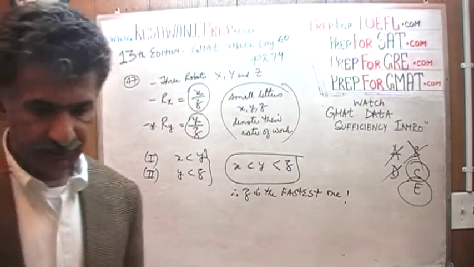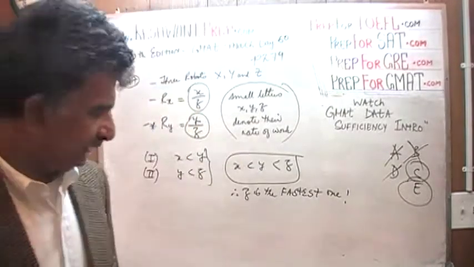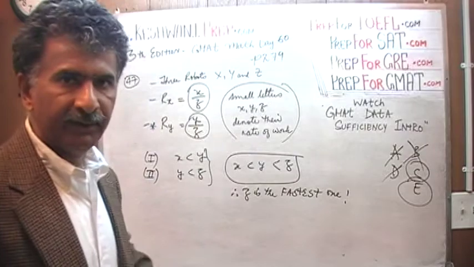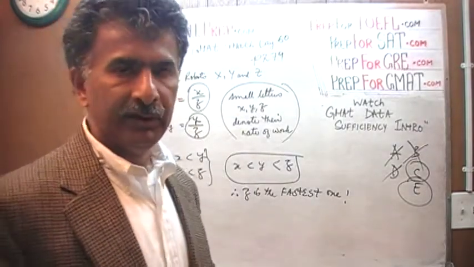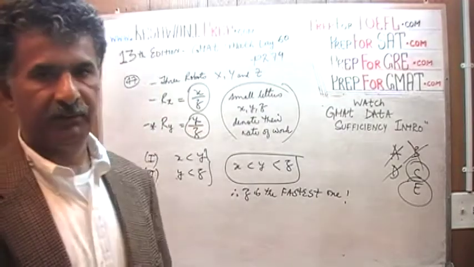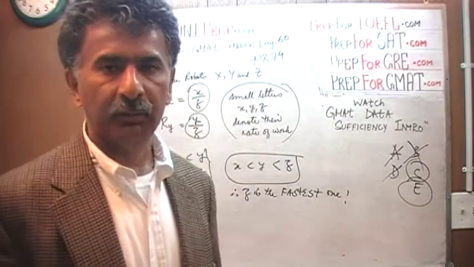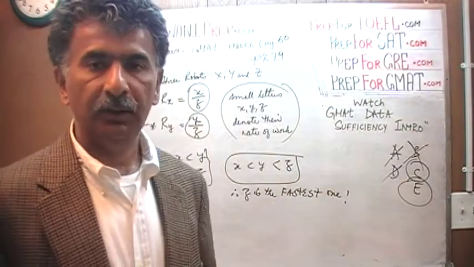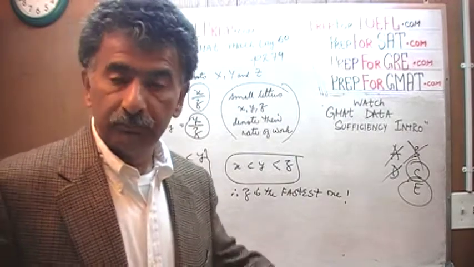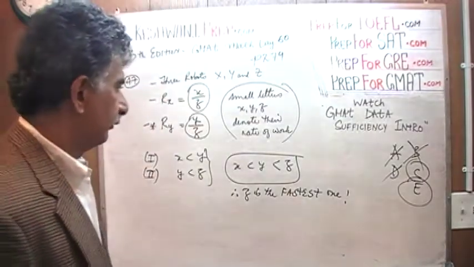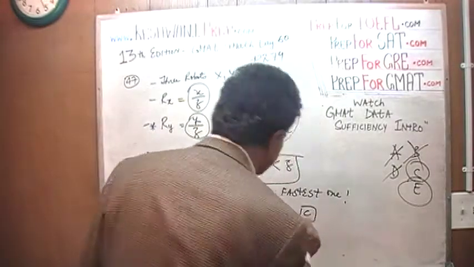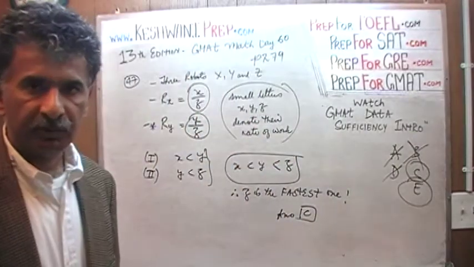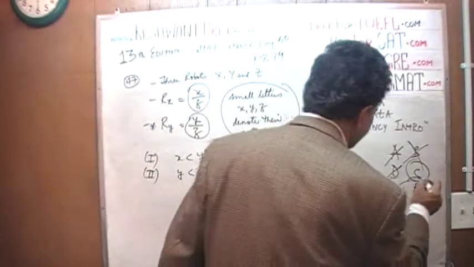Not that we are getting excited that Z turned out to be the fastest one. We could care less. The point is we are able to answer the question either in the affirmative or negative. Is Z the fastest? Yes he is, or no he is not. As long as we can answer the question yes or no, we are all set. Here we can do that. Therefore the answer is C. Putting the two statements together does the job.